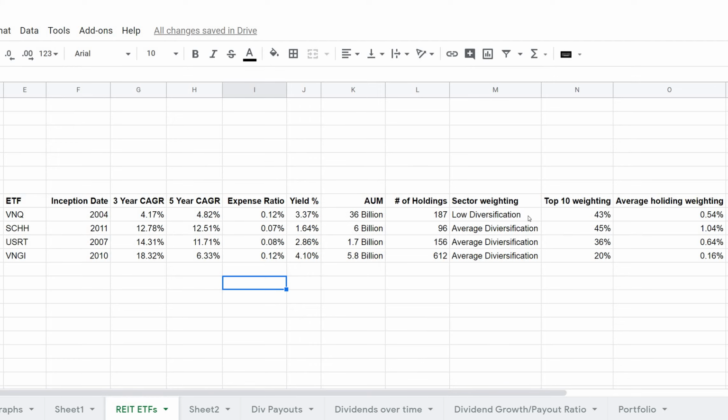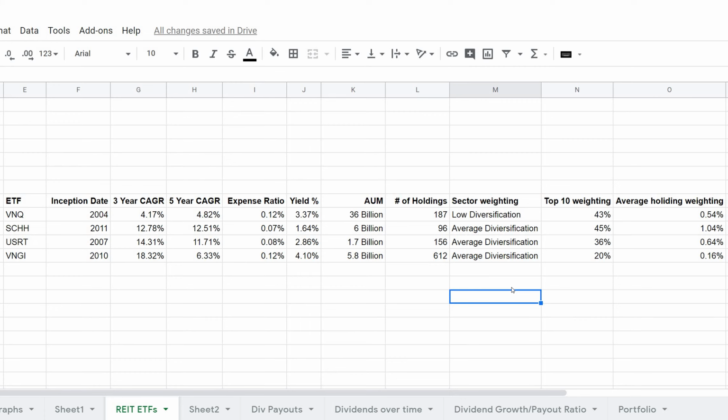Nothing too crazy. The top 10 weightings, this also comes back to what I was mentioning earlier, right? Depending on what you're looking for, are you looking for a one-stop shop and you just want one REIT ETF? Maybe you want something that's a little bit more diversified, right? With USRT, for example. Or let's say, well, I want to be very diversified. Then you could say, okay, I want to go with the VNQI, which has a lot of holdings. This is international. And I could also get into the VNQ.